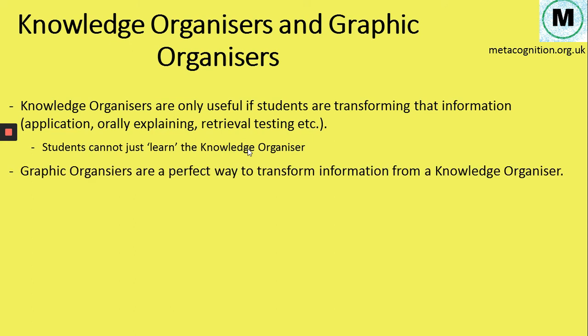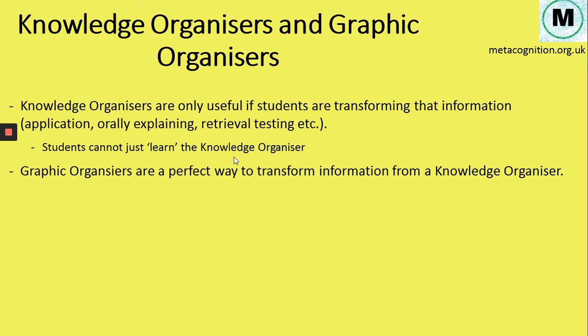So if they've got to do something with it, one of the best things they can do is transform it into a graphic organizer. So for example, if you've got a whole sheet of processes, so formation of a waterfall, longshore drift, whatever it might be, then get those into flow maps. If you're doing character descriptions, get those into your bubble maps, your double bubble maps. So transforming that information from that knowledge organizer is why graphic organizers are such a powerful tool.